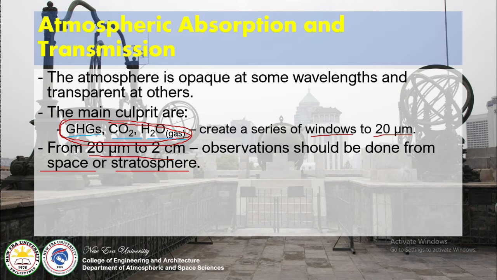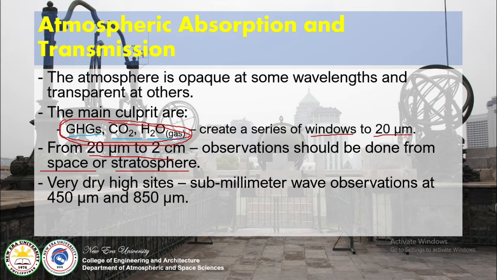Okay? Now, at some parts, we have very dry high sites. So we have those. Submillimeter wave observations at 450 micrometers and 850 micrometers. So we can conduct observations at very dry high sites. Basically, some of these are on mountaintops. Okay?